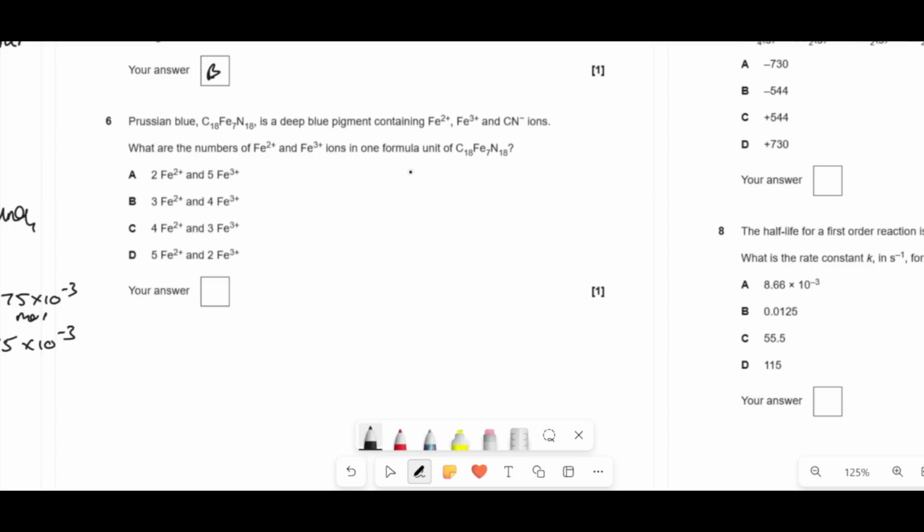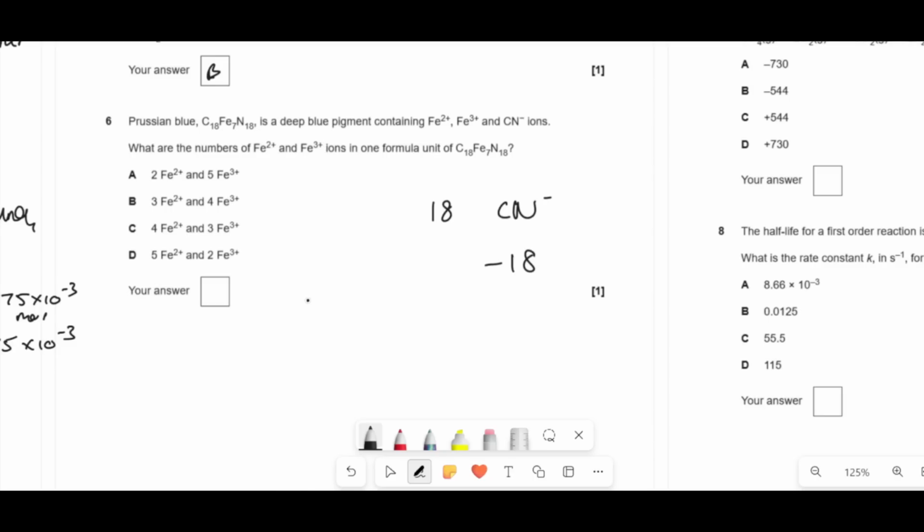Prussian blue, C18, Fe7, N18, is a deep blue pigment that contains Fe2+, Fe3+, and CN- ions. What are the numbers of Fe2+ and Fe3+ ions in one formula unit of Fe7(CN)18? So in this example, it's not charged overall. So that means we have some number of 2 pluses and 3 pluses that are going to make it neutral overall. So we know we have N18. It's safe to assume that that's going to be 18 CN minuses. So that gives you a minus 18. So some number of Fe2 pluses and 3 pluses will give you that.